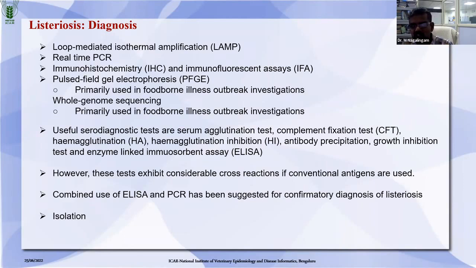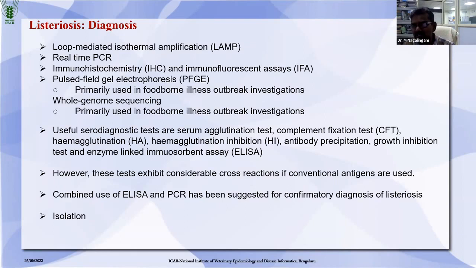Apart from that, immunohistochemistry and immunofluorescent assays, and advanced techniques such as PFGE and other sequencing, are useful when we go for tracing back where it originated. Of course, there are many serodiagnostic assays for Listeria, but in animals, they may be of little help, because by serology we cannot confirm the disease. Most of the animals may have been exposed to the organism and might have antibodies. It doesn't mean that animals are infected at that point of time, or that they are suffering from the disease.